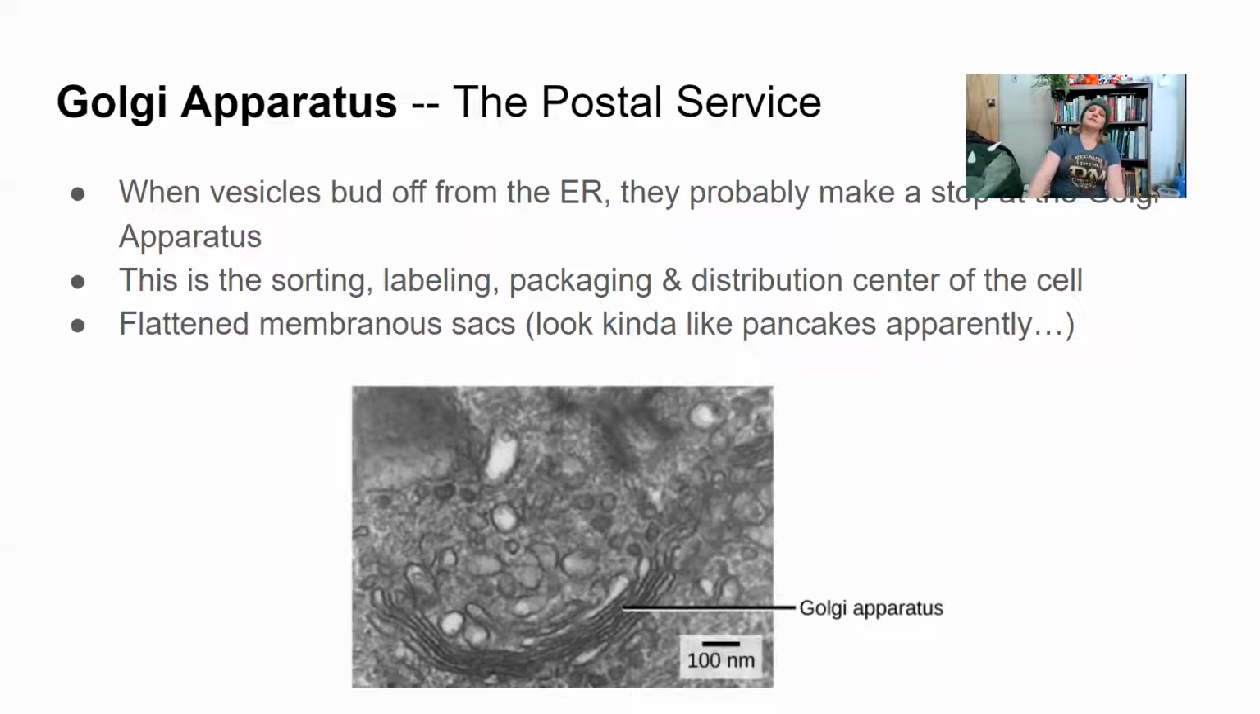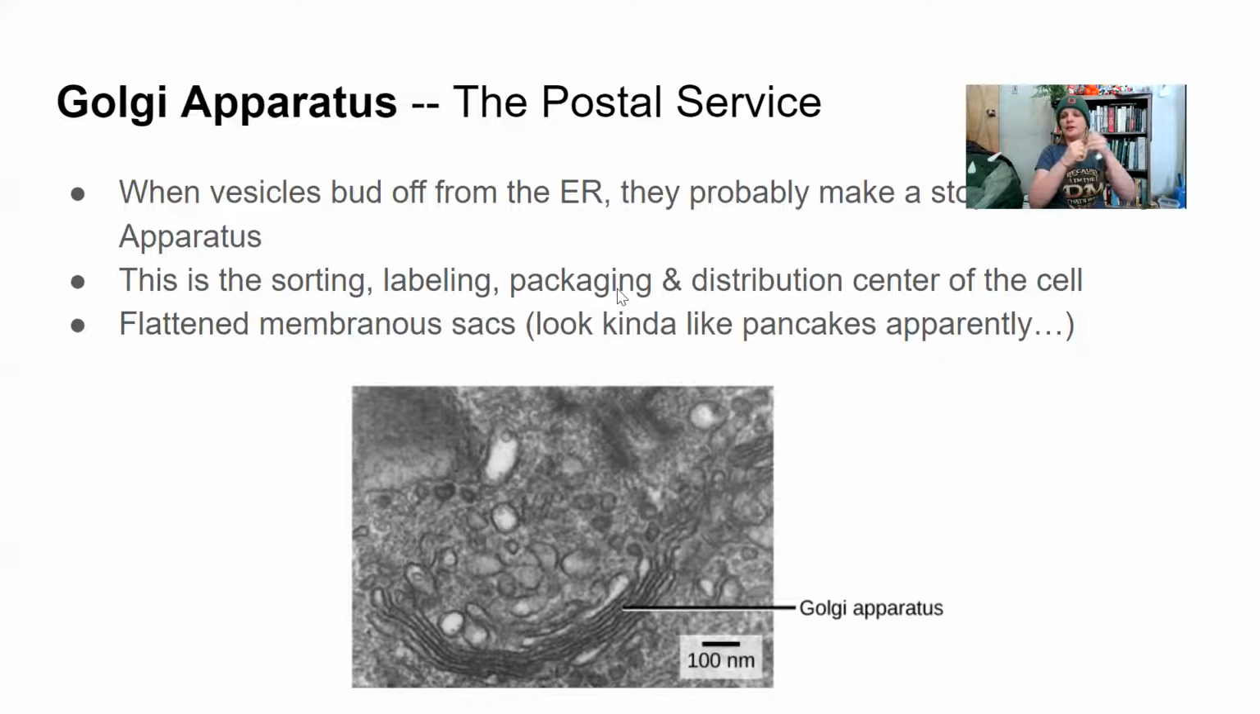Okay, and then one of the other parts of the endoplasmic membrane system is the Golgi apparatus. So this is also continuous with the ER. We can think of this as the postal service. This is where things are leaving the warehouse and going out to be delivered. They're being sorted, they're being tagged. So when things bud off from the ER, they're probably going to make a stop at the Golgi apparatus.